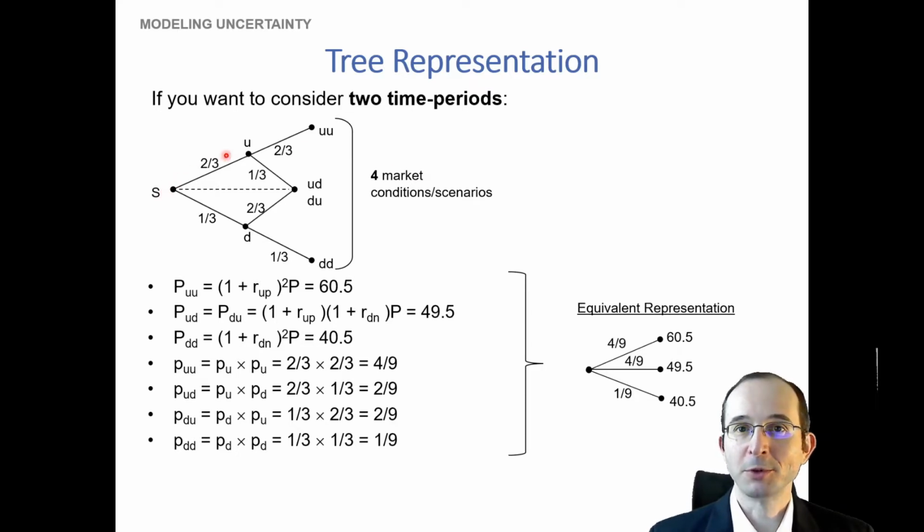So if we go up 2/3 to state u, which we'll call that simply because it means that we've gone up, now we have a 2/3 chance of going up to state uu, and that would be the end of the 2-time period model value that we would get to in that case. But with 1/3 chance we could go back down, and that would take us to state ud, which we would call that simply because it reflects that we first went up and then went down.